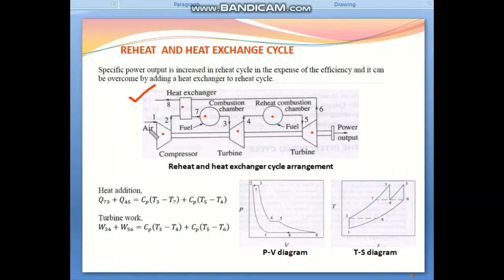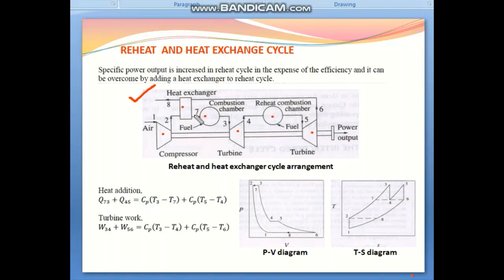The process is like, first the air enters the compressor, then it's compressed, that is 1 to 2, the adiabatic compression process 1 to 2, a constant entropy process, and temperature is slightly increased here. Then the air flows to the heat exchanger. Here it gains some heat from the outlet exhaust, the product, or from the flue gas.